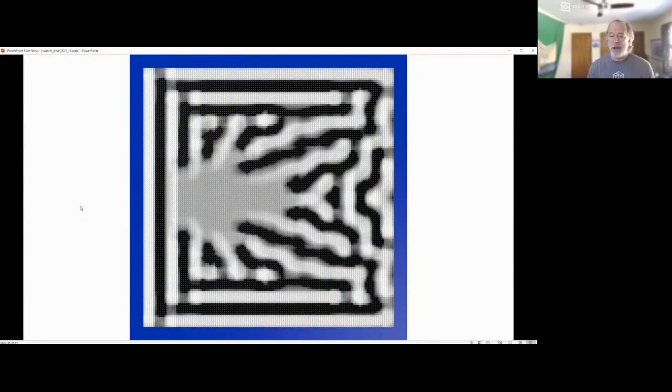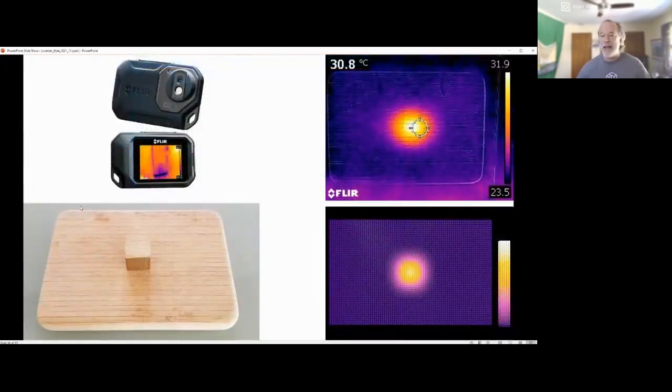You can do attractor inhibitor systems. So these are Turing patterns here. In the interest of staying on time, I'll just skip over this one quickly, and I'll get to the last one here. So this is thermal imaging, right?